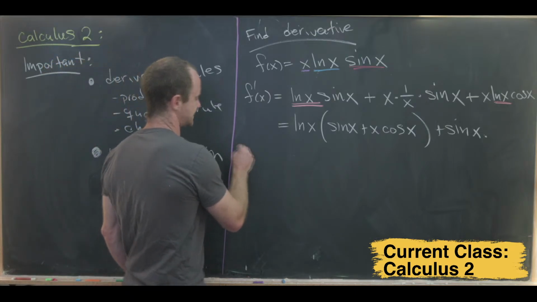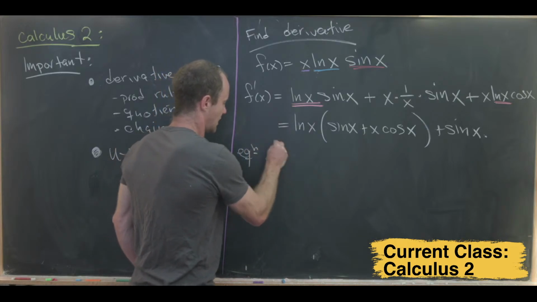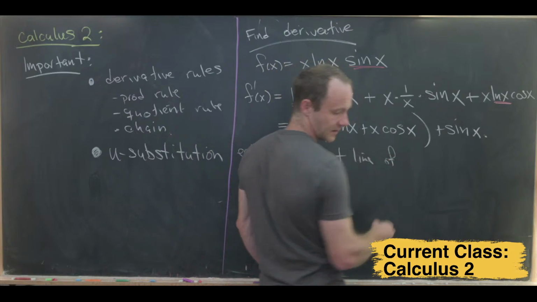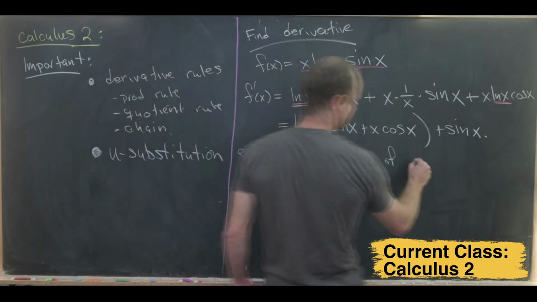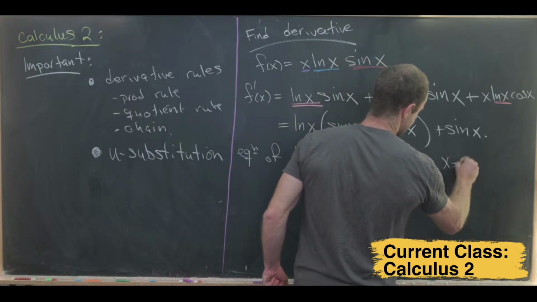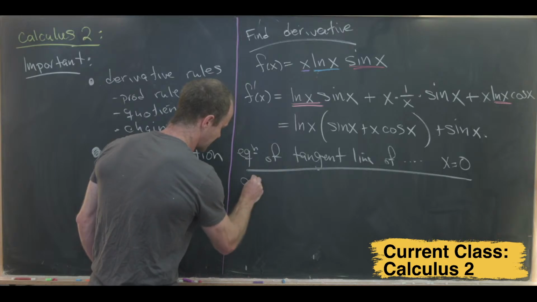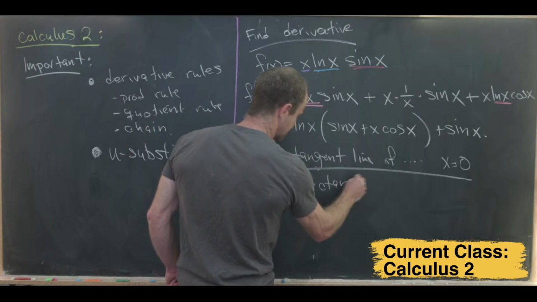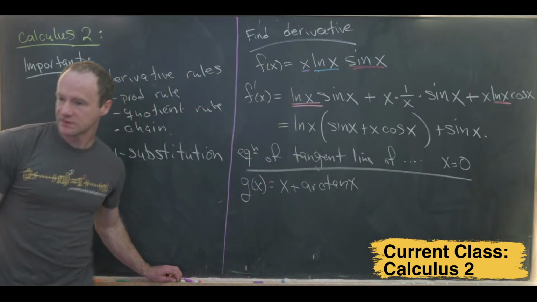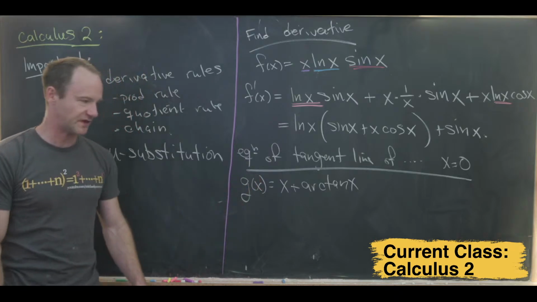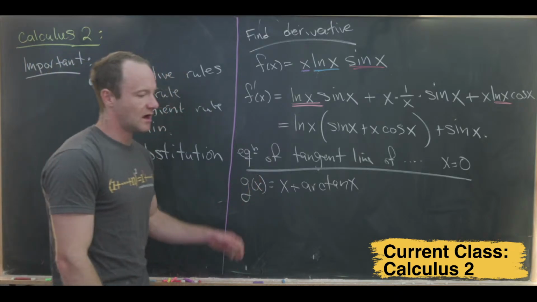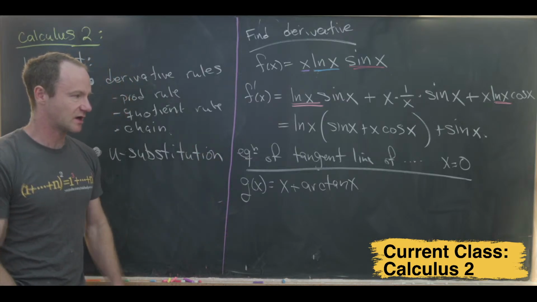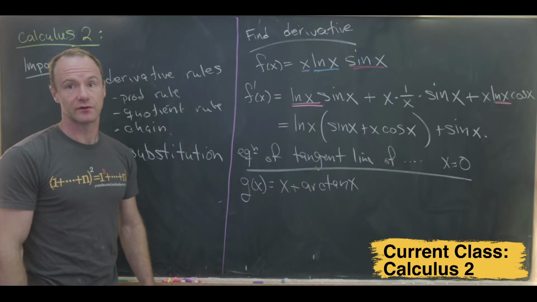Okay, so now let's find the equation of the tangent line of this function at x equals 0. So let's see what function we're talking about. I'll call it g of x, and let's say it's x plus the inverse tangent of x. Mostly the reason to do this one is to just recall what the derivative of the inverse tangent is. The derivative of the inverse tangent and the antiderivative of the associated function show up more often than you might think in an integral calculus class.